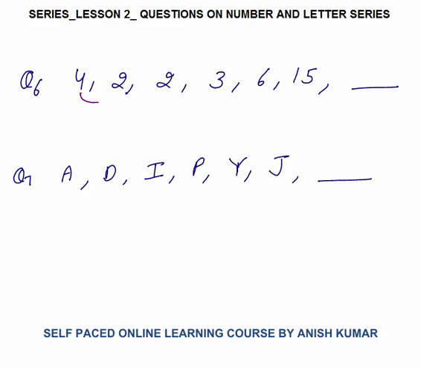Can I say that 4 into half? How can you use that? 4 into half will give you 2. 2 into 1 will give you 2. 2 into 1.5 will give you 3. 3 into 2 will give you 6. 6 into 2.5 will give you 15. So what is the pattern? We are multiplying by a number, increasing by half each time.